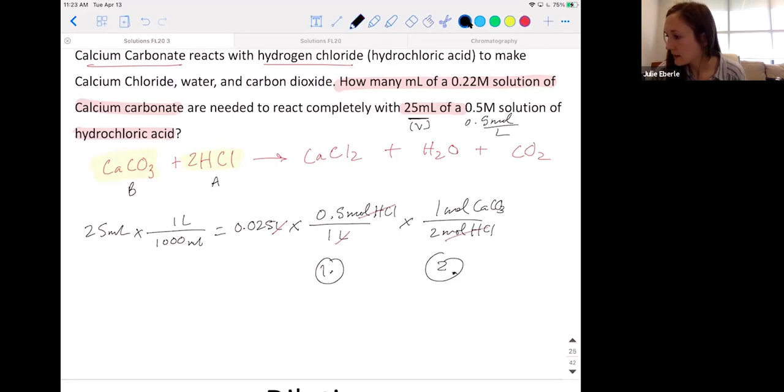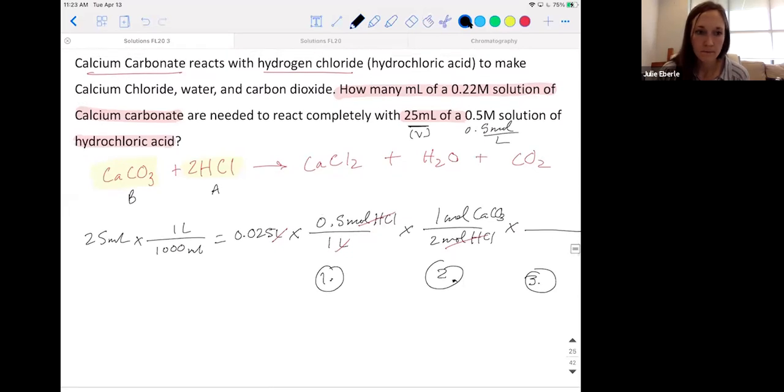And then lastly, we need the molarity of substance B, which is our calcium carbonate. What's the molarity of that? What do I need to write in? What goes on bottom? What goes on top? I'm trying to convert back from moles of calcium carbonate to a volume. We can only go to liters. Okay. Tyler says 0.22 on bottom. What are the units?